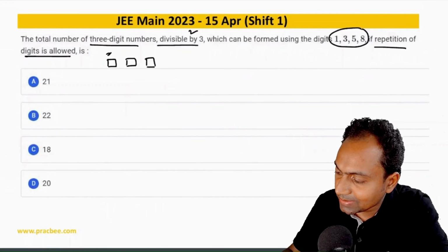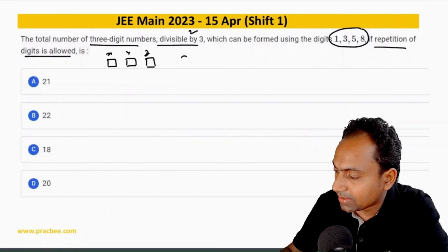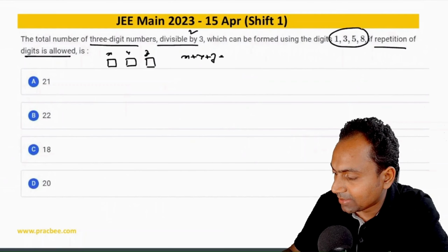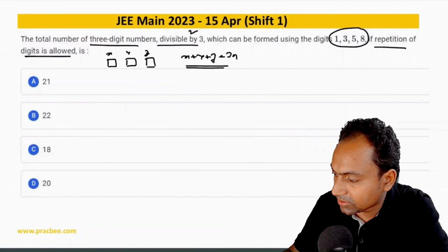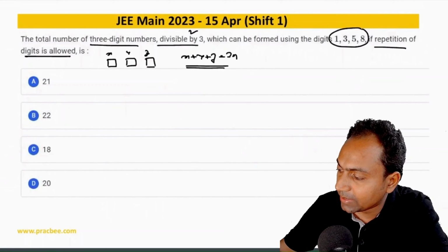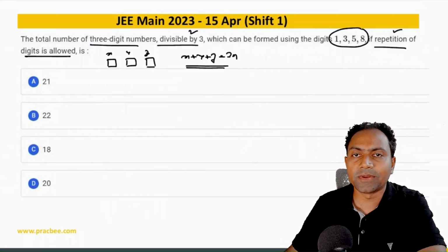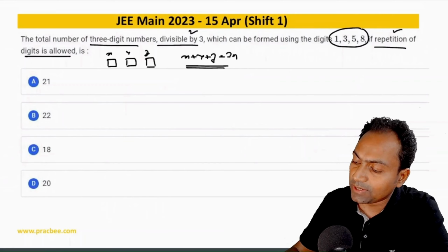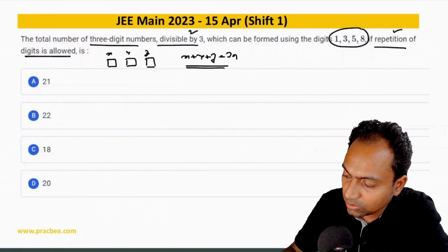So if I write this as x, y and z, then x plus y plus z needs to be a multiple of 3, another condition. And then the third part is which can be formed using this, and repetition is allowed. So I can use 1 many times, 3 many times, 5 many times, 8 many times. So there are two approaches. Let us do using both the approaches.